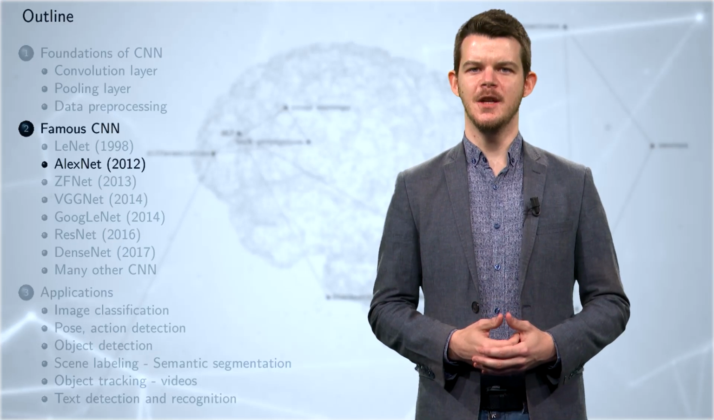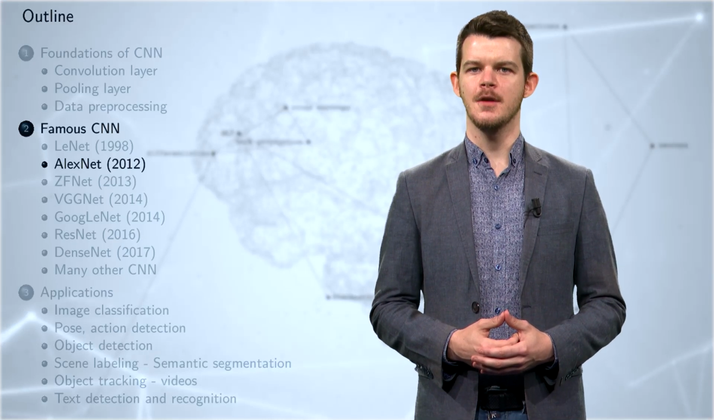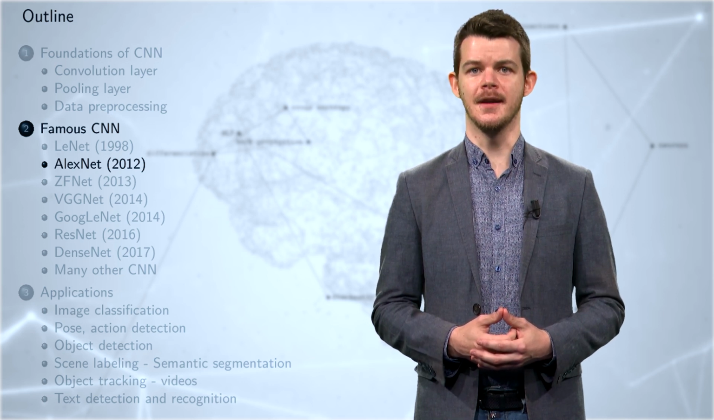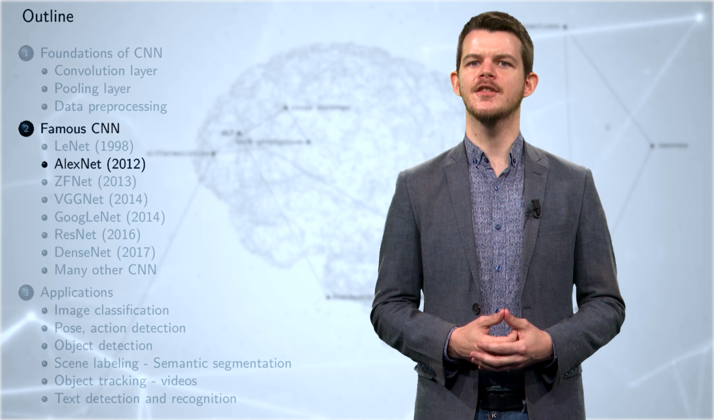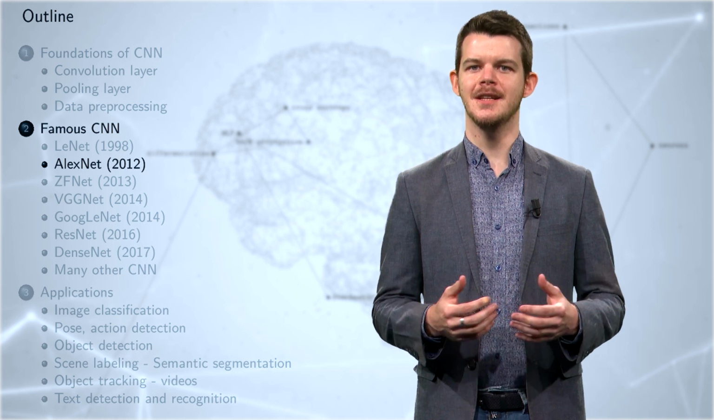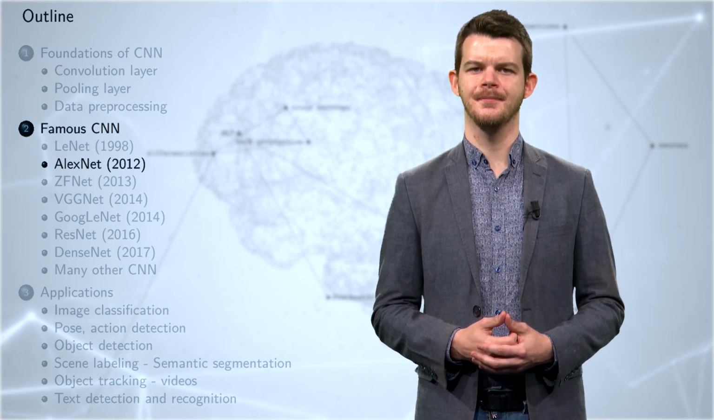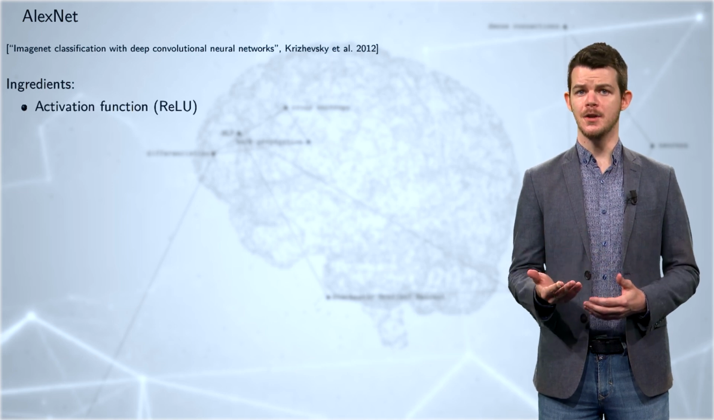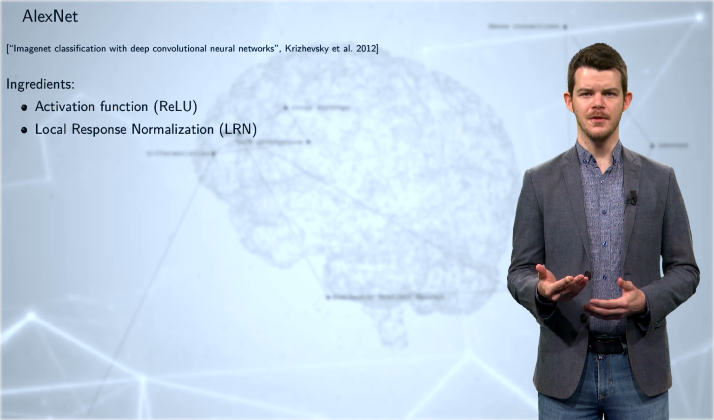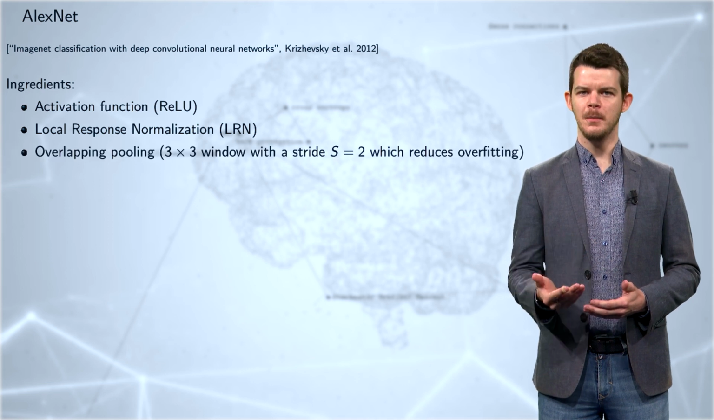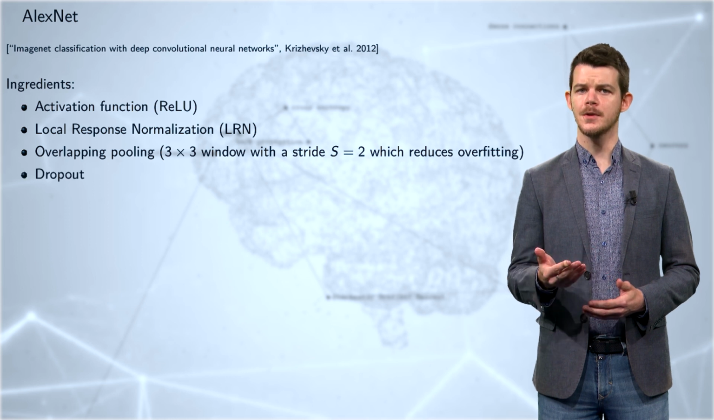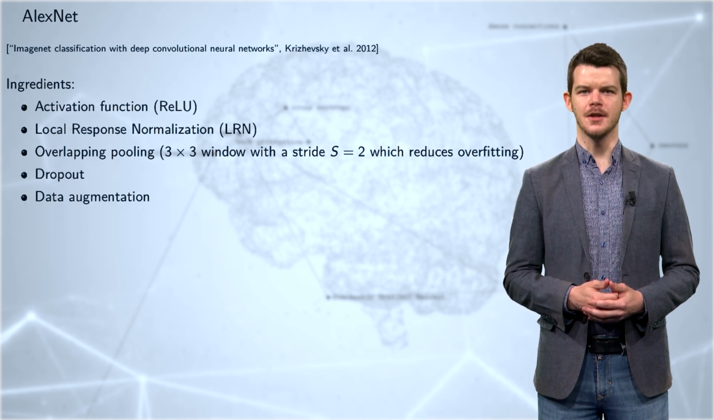Now we are going to see one of the most famous CNNs, the network that outperformed classical methods on some image recognition tasks. This network is called AlexNet and was created in 2012. AlexNet uses the next ingredients: a ReLU activation function, a local response normalization, overlapping pooling, that is pooling with non-disjoint receptive fields, dropout, and data augmentation.